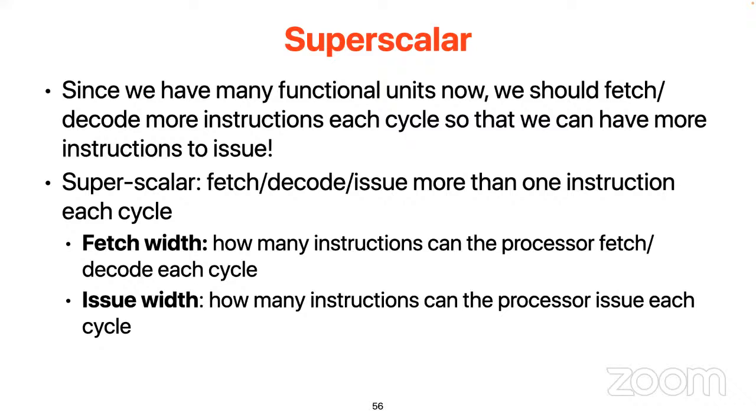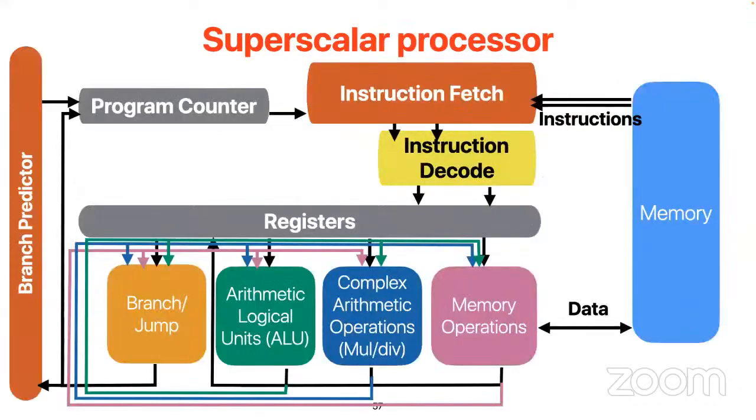So if you really want to utilize multiple functional units concurrently, then the solution is that you have to fetch the code and be able to issue, meaning put more instructions into execution at the same time. So in superscalar processor design, there are 2 parameters. One is the fetch width, meaning how many instructions the processor can fetch and decode in each cycle. And also the issue width, how many instructions the processor can put into execution at any cycle. So the idea of a superscalar processor is this, right? It's not too different from what I drew before, but I just make 2 arrows here, meaning that I can decode and fetch 2 instructions at the same time.